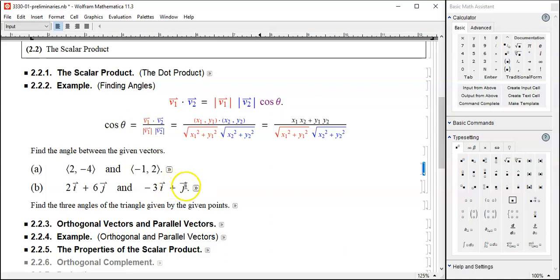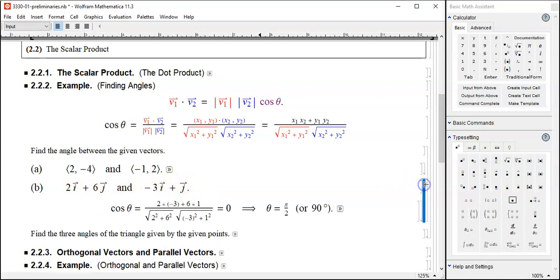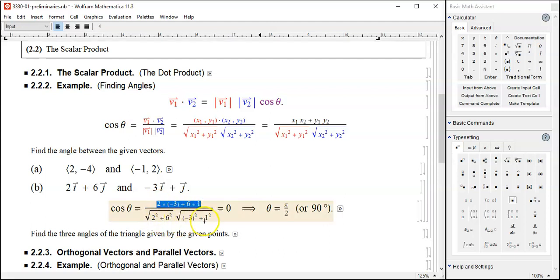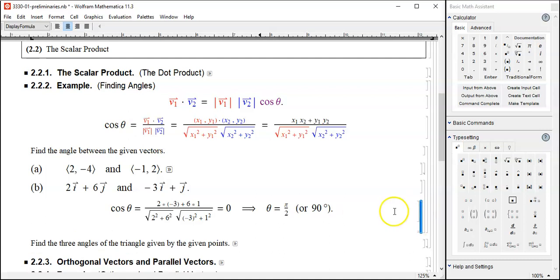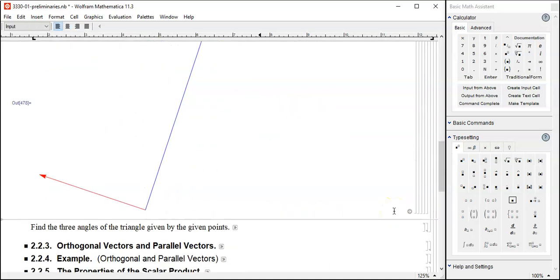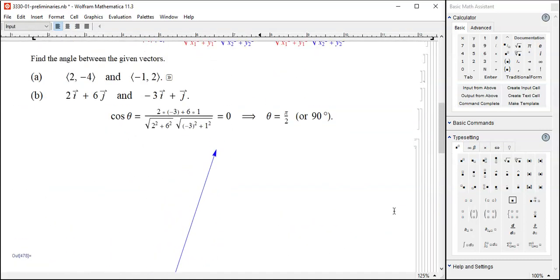If you do something similar to these two vectors, this is what you're going to get. Take the dot product, and then magnitude, magnitude. But you don't really have to worry about the denominator because the numerator will turn out to be 0. So what do we get? Cosine of theta is 0. We're talking about 90 degrees. These two vectors are perpendicular to each other. And here's a visualization.